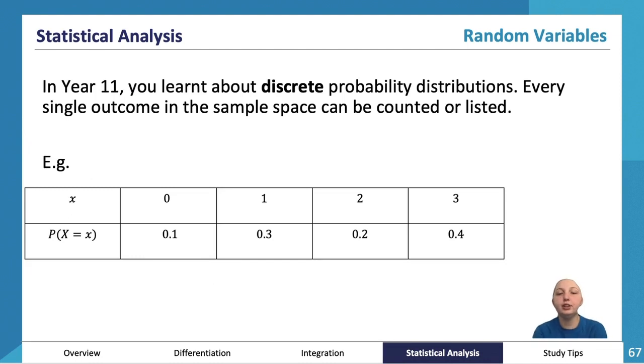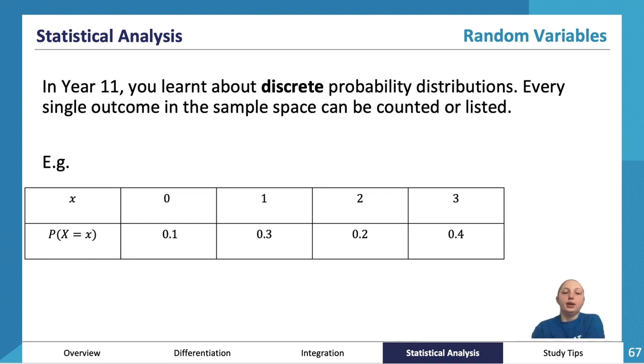So hopefully in year 11, you learned about discrete probability distributions. Most schools do this at the end of year 11, I think, so hopefully it's fairly familiar to you, or you just haven't thought about it in a while. Essentially this is when every single outcome in the sample space can be counted or listed, and you can account for the probability that each outcome will happen.